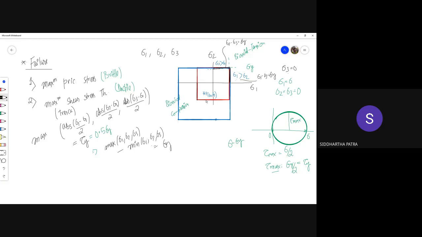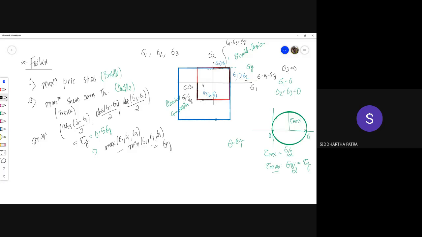How so? Let's say you are on this line where sigma 1 is less than sigma 2 for sure, and sigma 1 minus sigma 3 equals, since sigma 3 is 0 and sigma 1 is minus sigma y, sigma 3 minus sigma 1 equals sigma y. So we would take this line, and also this line.